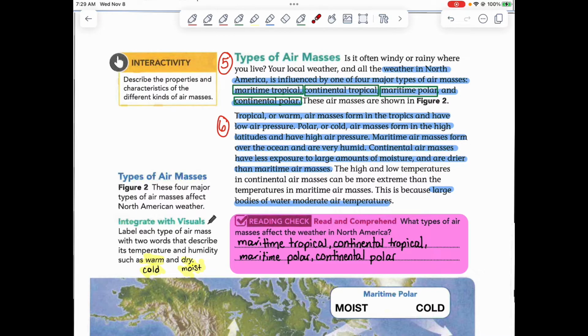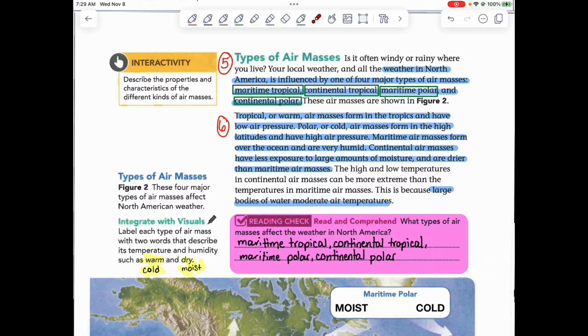If I look at the word maritime, mariner, it derives from the same word. That means water. So anytime we're talking about maritime, we're talking about water, over water. When we talk about continental, continent means land. We're talking about areas over land.